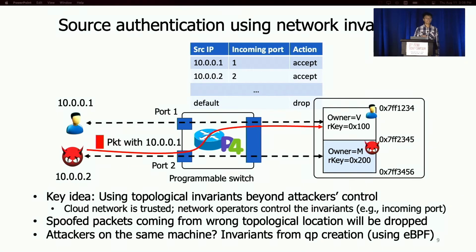But when the attacker is on the same machine as the victim, their packet will share the same incoming port on the switch. So we need to further obtain other invariants from queue-pair initialization using an eBPF module. You can find more detail in the paper on this.